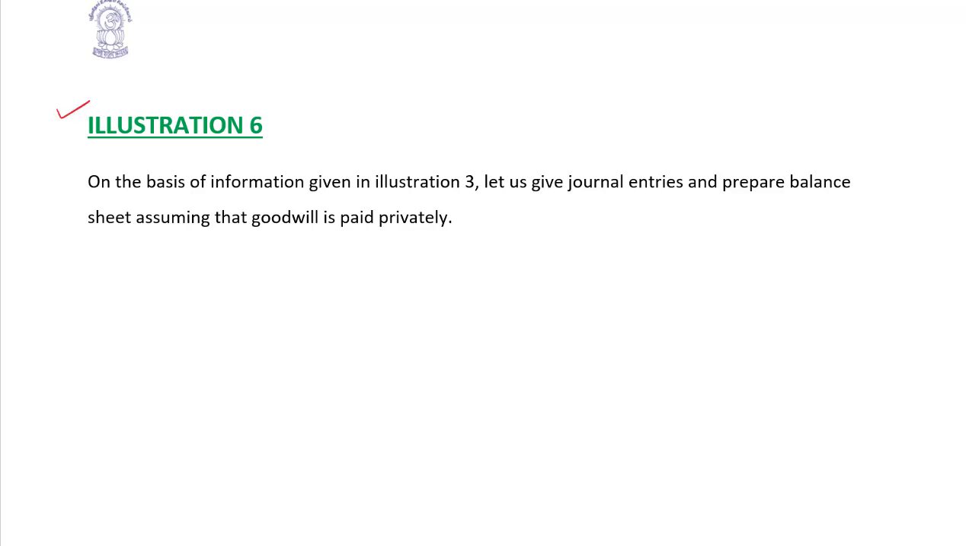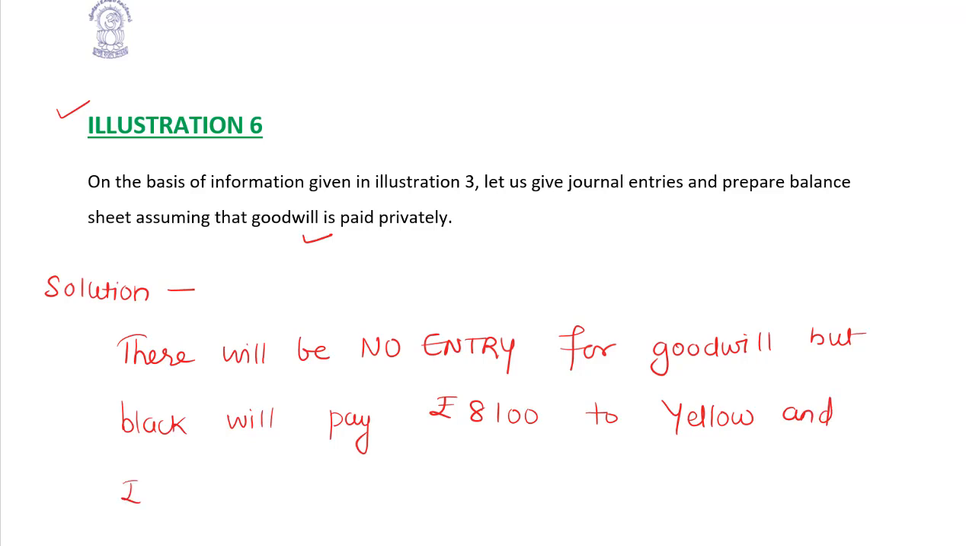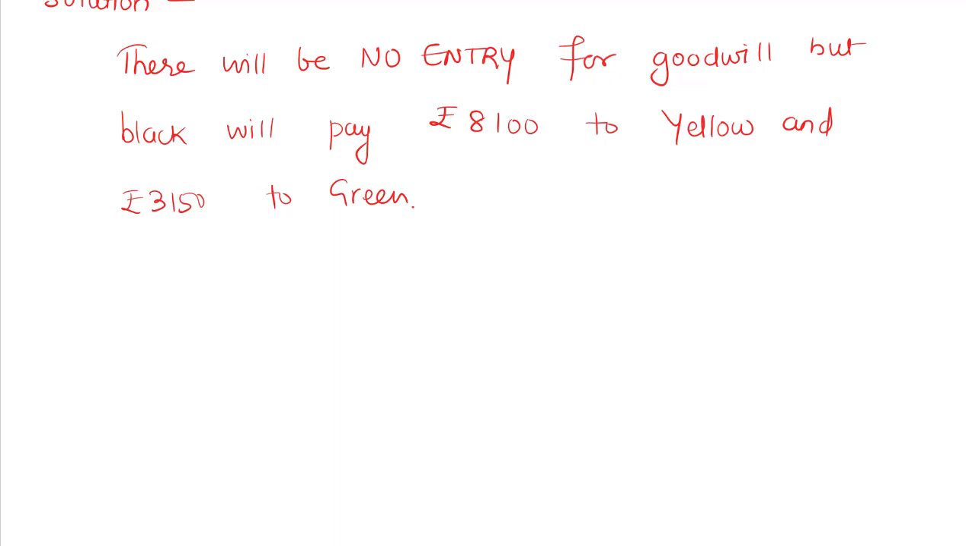Illustration 6. On the basis of information given in illustration 3, let us give journal entries and prepare the balance sheet assuming goodwill is paid privately. Solution. There will be no entry for goodwill, but Black will pay rupees 8,100 to Yellow and rupees 3,150 to Green. But because this is a private payment, it will not come into the books of accounts. I believe you understood this.